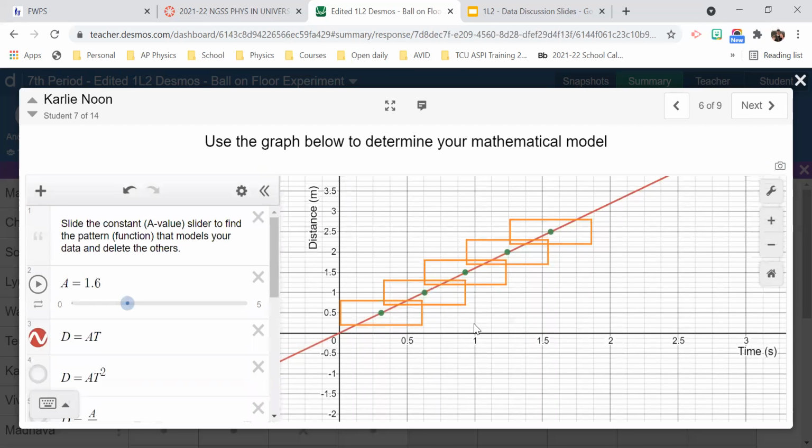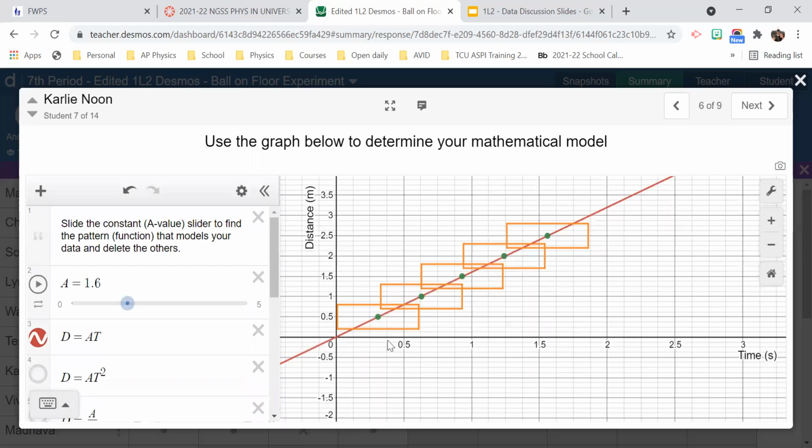So the pattern in the data makes sense because as time continues to increase, that object is going to continue to travel the same distance for each period of time. So it's not going to be increasing its distance. It holds a pretty consistent pattern.